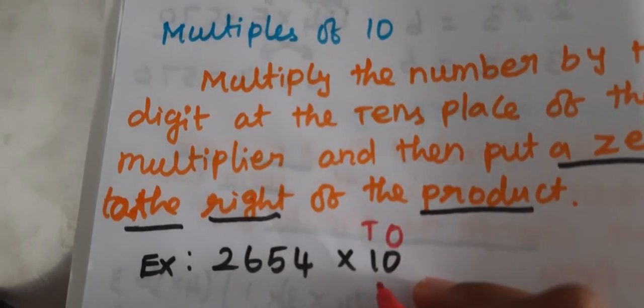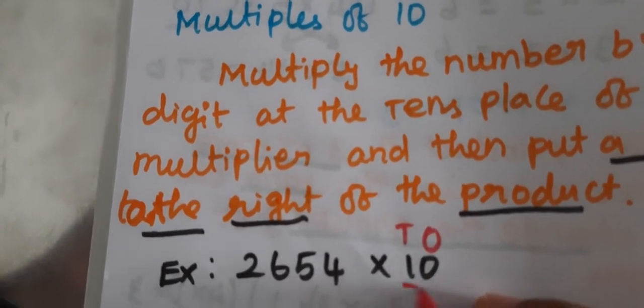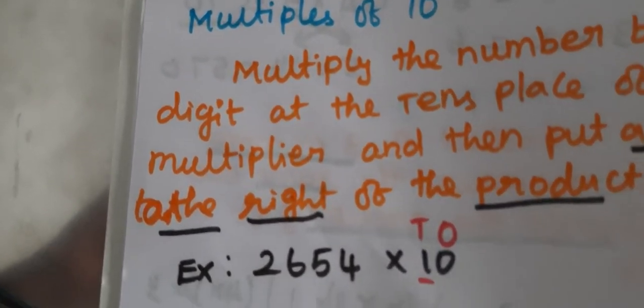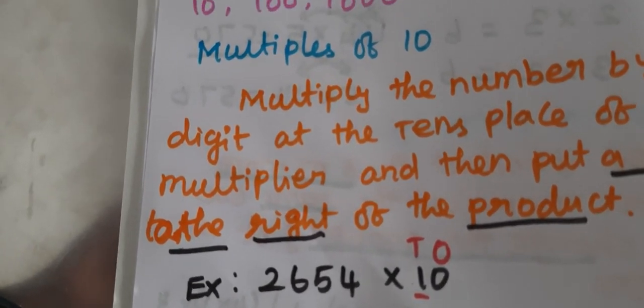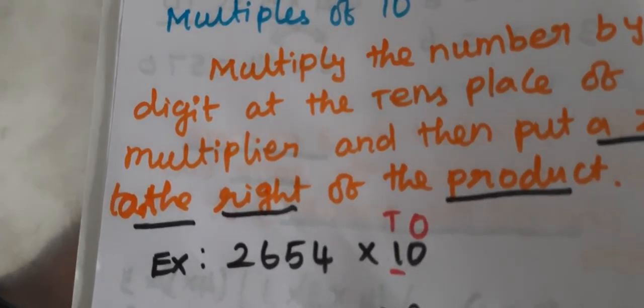So now I am going to multiply this 4-digit number with 1. Obviously, just now only we saw the properties of multiplication. Multiplication by 1 means the product is the number itself only.